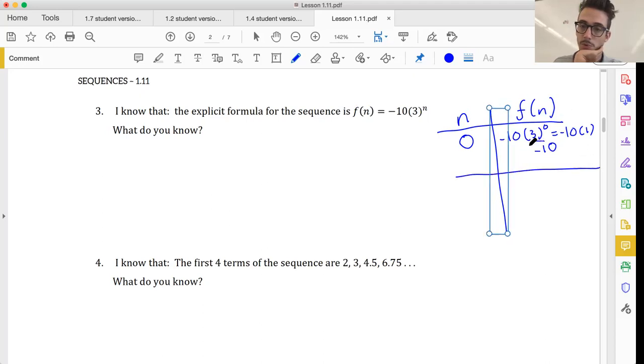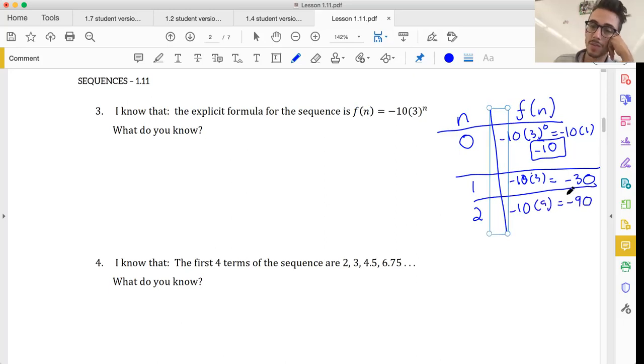So that's one point we found. We see that if it's 1, this is going to be -10 times 3 to the first power, so -30. Oh, I think I see a pattern coming up. Let's keep it going, though. If this was 2, I would have -10 times 9, which is -90. Oh, I think we have enough here for a pattern.